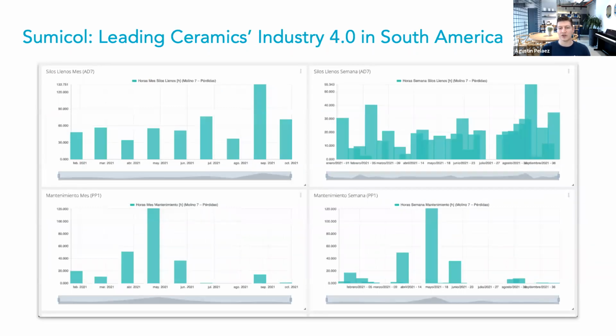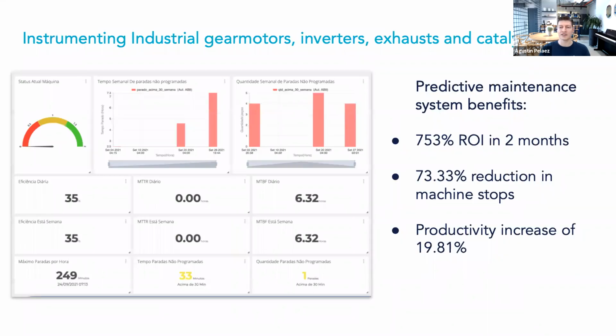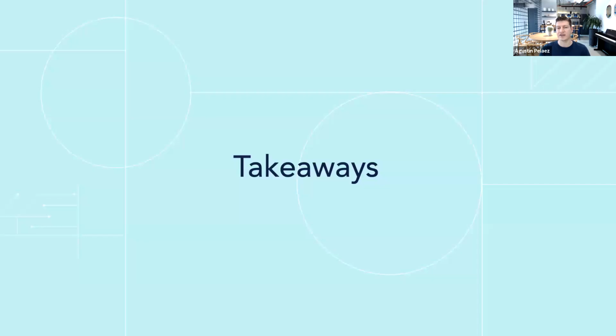These are some of their dashboards. And then here's also a customer in Brazil that's applying the same concepts to excavators. And then in the Ubidots dashboard, it just turns these units, these alarms, on and off based on the maintenance requirements, which has led to a 73% reduction in machine stops and a productivity increase of 20%.